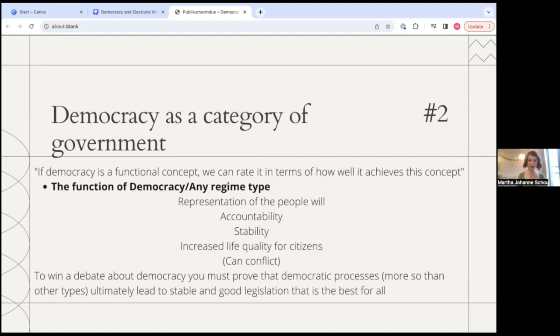Most debates about regime types will ultimately boil down into who can get the best lives for citizens. So to win a debate about democracy, you must prove that democracy, or democratic processes, more so than other processes or regime types, ultimately lead to the stable and good legislation that is best for all.